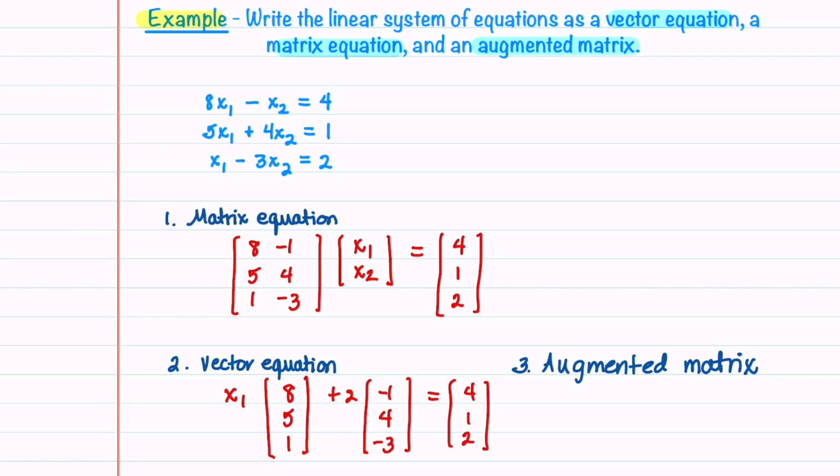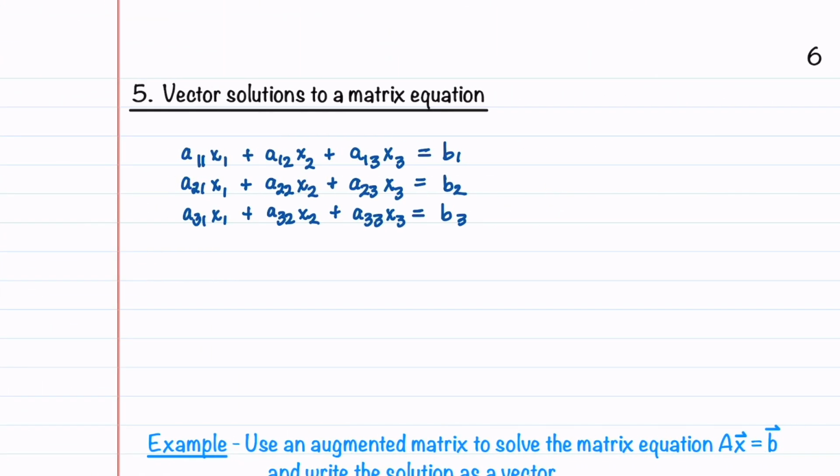And then lastly, we'll write it as an augmented matrix. 8, 5, 1, minus 1, 4, minus 3, and then augmented with 4, 1, 2.